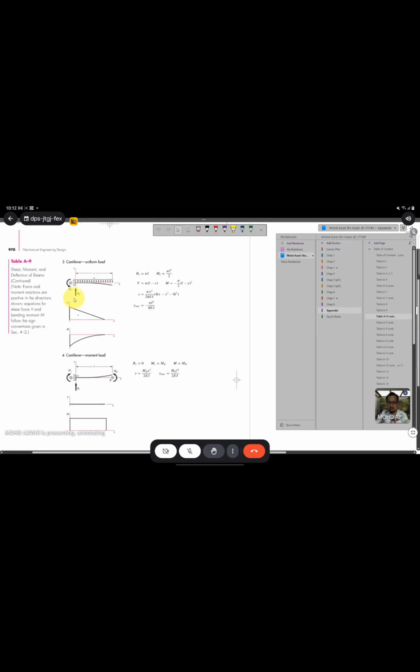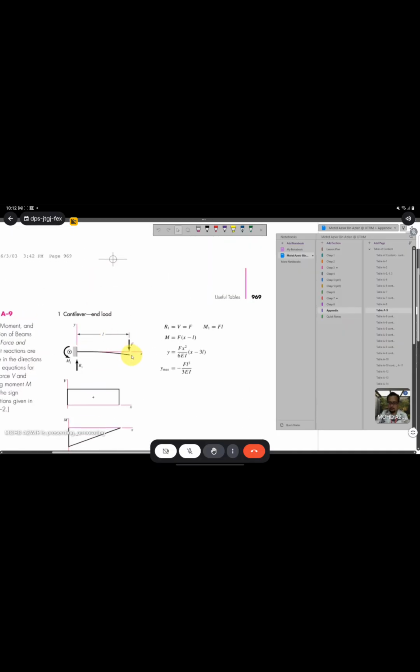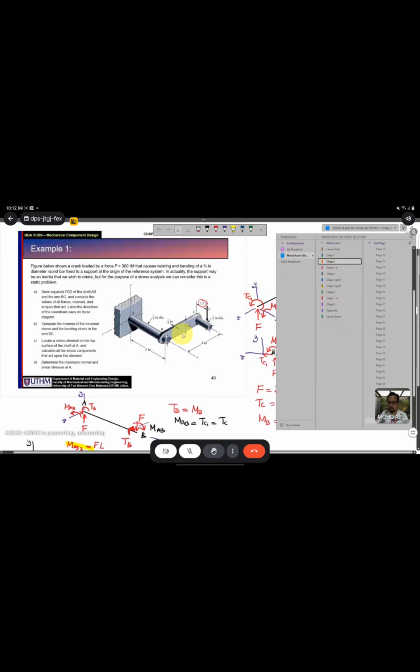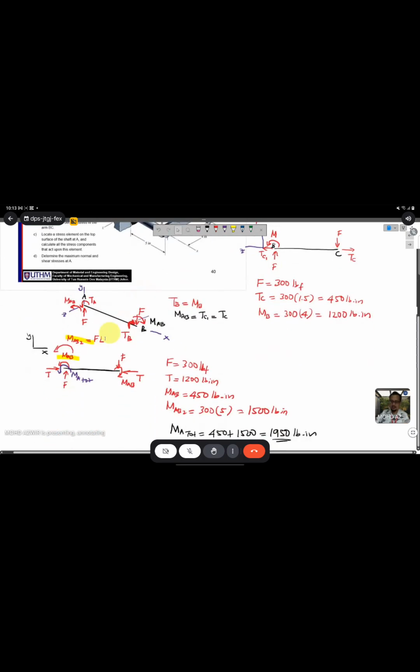Okay, in our case, let's say it's similar to this kind of situation. We have force here, reaction force, and in order to make sure this one is in equilibrium, you need to put the moment. The same thing in our case study here. We have force here, and in order to make sure it is in equilibrium, you need to put the bending load at the end here.